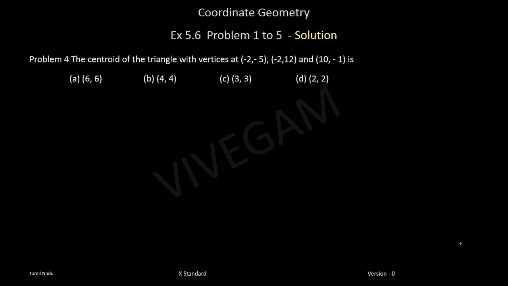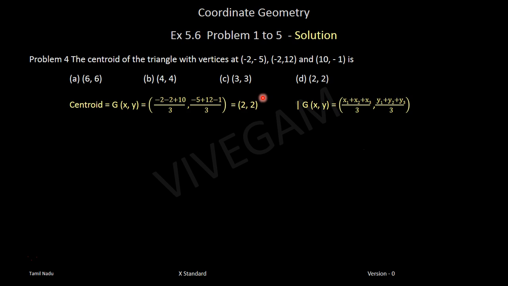The centroid of the triangle with vertices (-2, -5), (2, 12) and (10, -1) is, they have given us 4 options. We know the formula for the centroid. The centroid is ((x1 + x2 + x3)/3, (y1 + y2 + y3)/3). So they have given you x1 y1, x2 y2 and x3 y3. So add all the x values and divide by 3, add all the y values and divide by 3. That is the coordinates of the centroid.